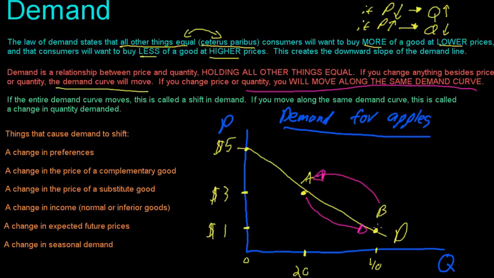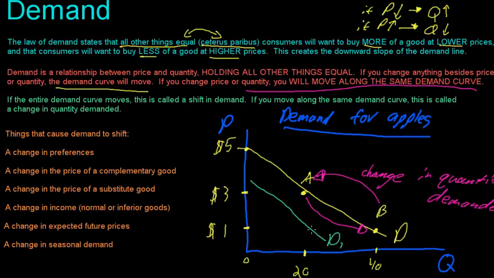So from point B to point A, this is a change in quantity demanded. And then let's say that the entire curve moves from this yellow line to this green line, from D to D1. That would be a change in demand, or we also say a shift in demand.